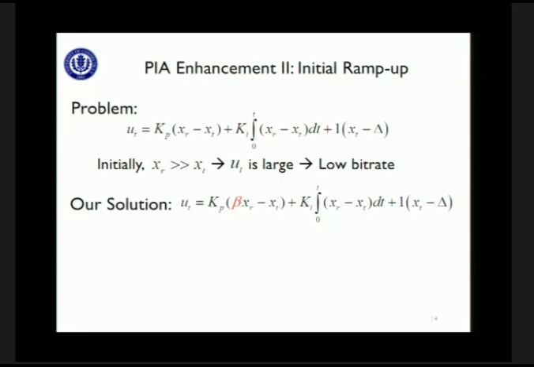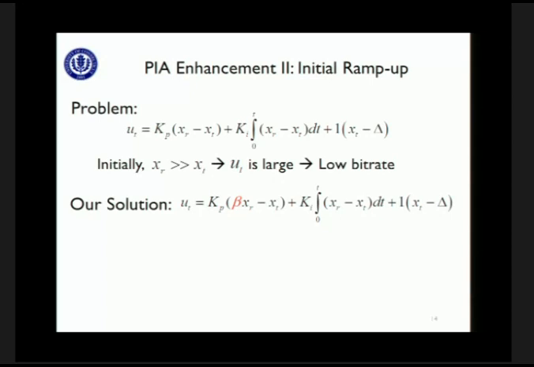People have already looked at this kind of stuff in PID. What is done is that instead of changing your XR suddenly from 0 to 60, you can make it beta times XR. So this beta is what is called a set point weighting. Or you could have also done a slow increase of XR. Since mine is a type 2 system, I could actually track things very well. So there are lots of different ways of doing this.